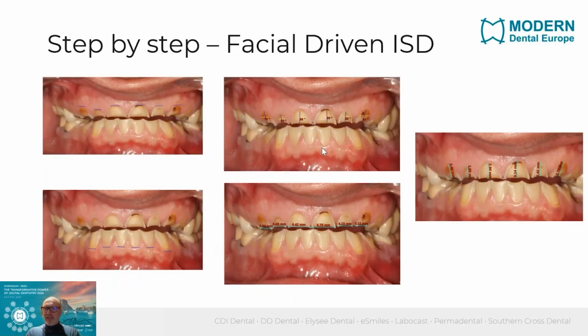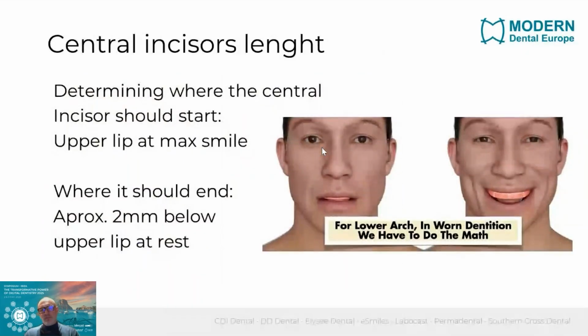We also look at the individual teeth, the elements, or the rest dentition in this case. We look at the gingival line, the width and the height of every individual element, and also very important, the axis of the different teeth. So after measuring all this, we use this data then for the smile design.